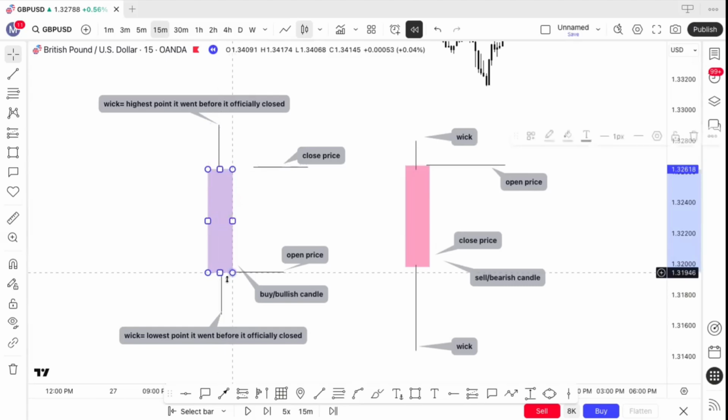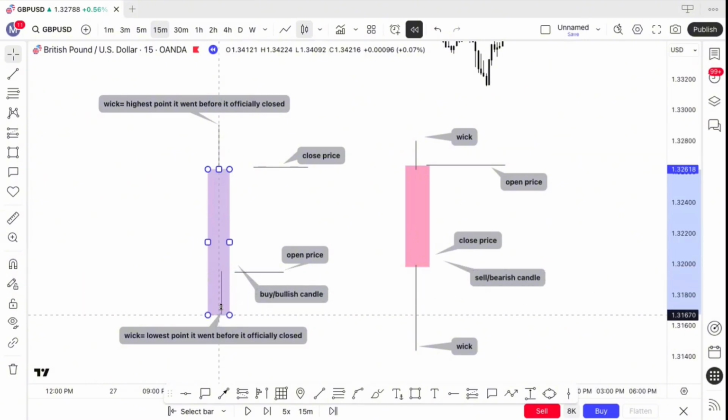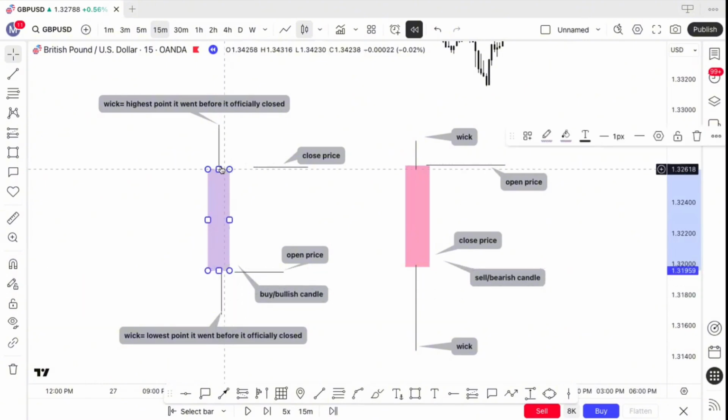Let's say we opened here, but before 10:10 p.m., price ended up going a little bit down here before officially closing up here. This wick will represent that. It's the lowest point the candlestick went before it officially closed, represented as a line, also called a wick. This is going to be the opposite for a sell candle.